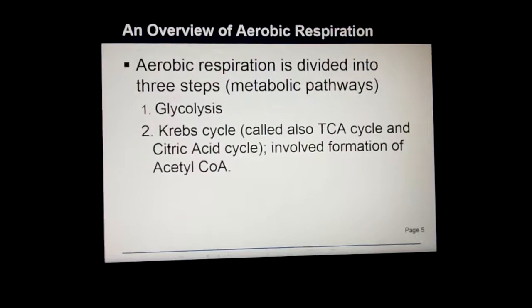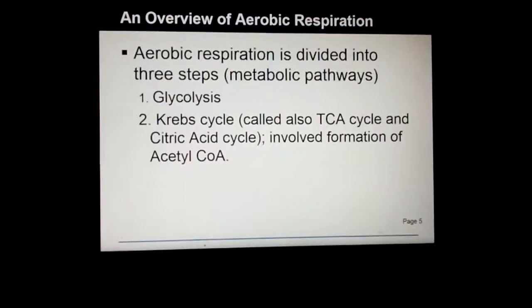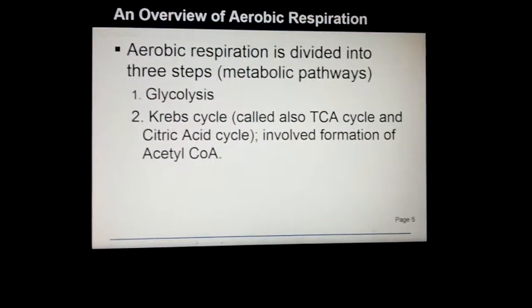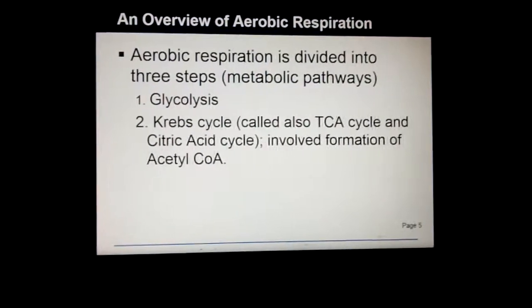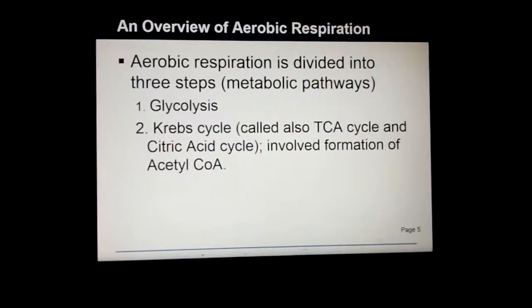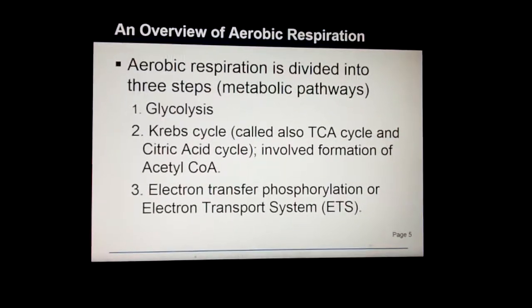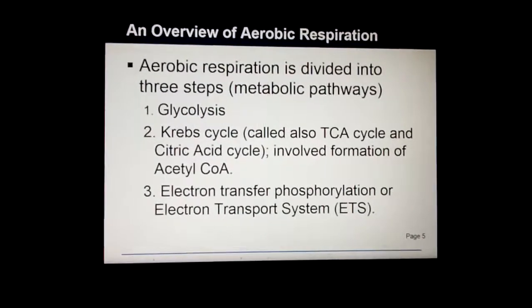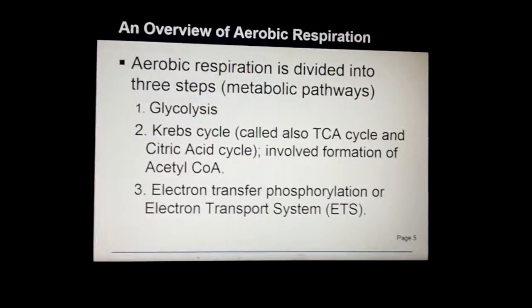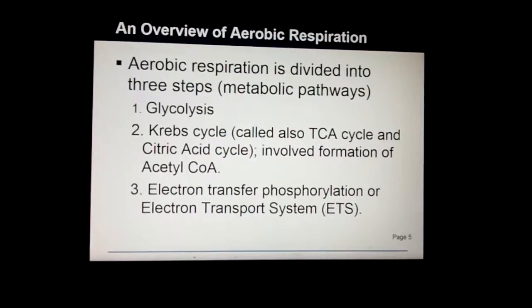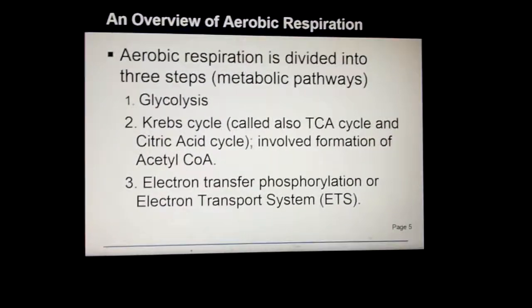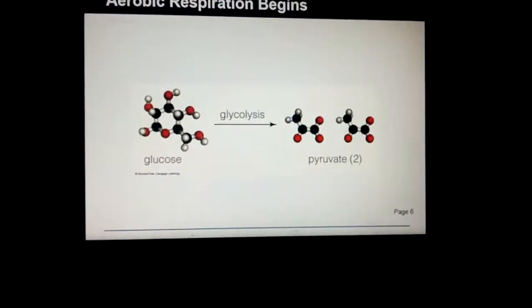The second step is called the Krebs cycle, also known as the TCA cycle, and the citric acid cycle. And the third one is called the electron transfer phosphorylation, or some books refer to that process as the electron transport system.